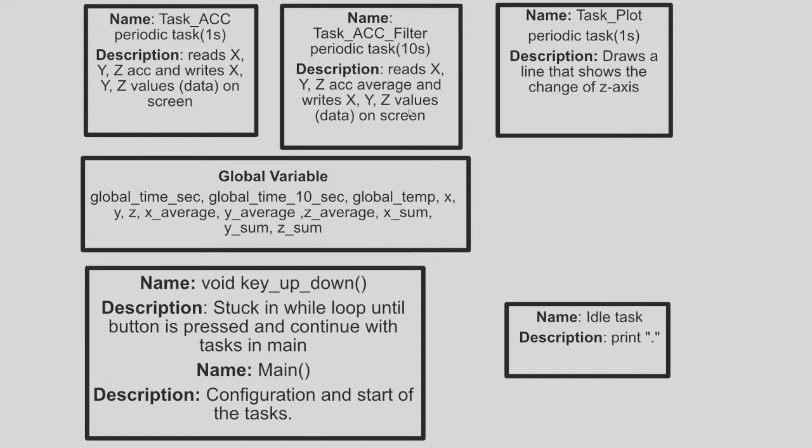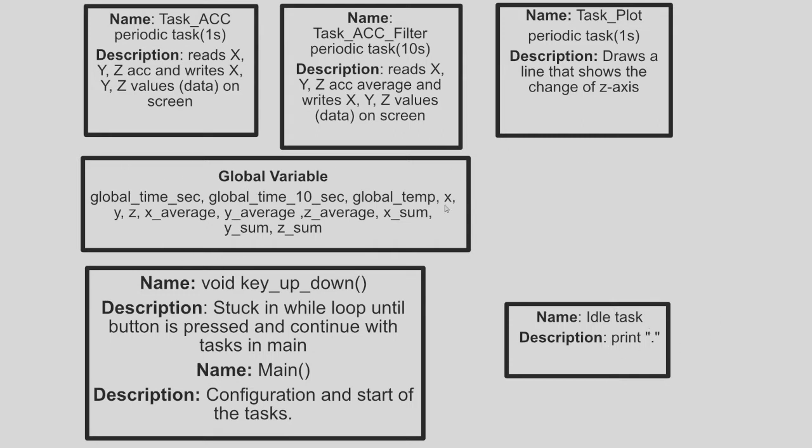And writes X and Y, Z values there on the screen. And it also takes 10 samples of X, Y, and Z values from the previous task, task ACC. Then we have the task plot, periodic task plot second. It draws a line that shows the change of Z axis. Then we have idle task, it prints a dot.